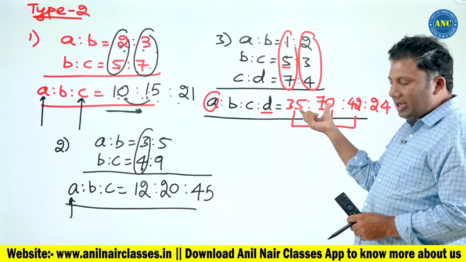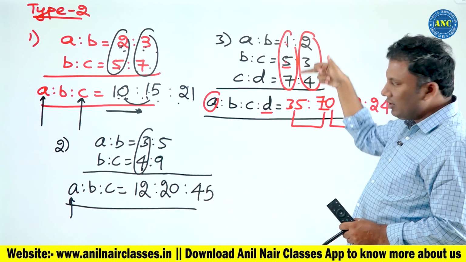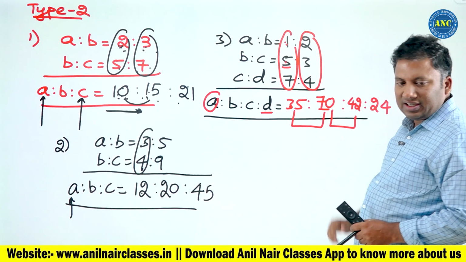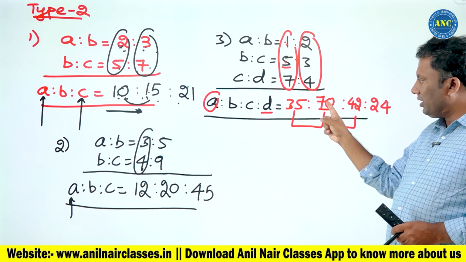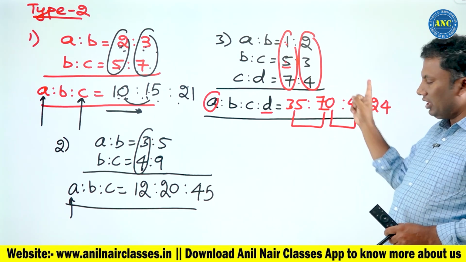So what did you do for B? A is to B, compare with A is to B. 1 is becoming 35, 1 35s are 35, 2 35s are 70. B is to C: 5 is becoming 70, 5 14s are 70, 3 14s are 42.